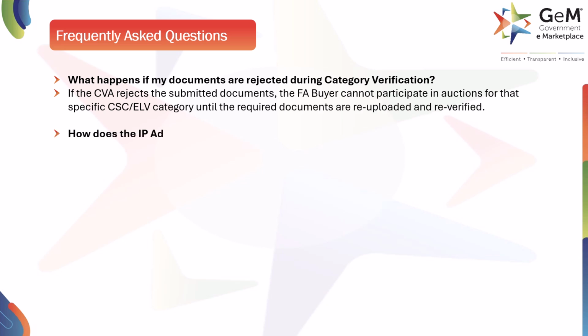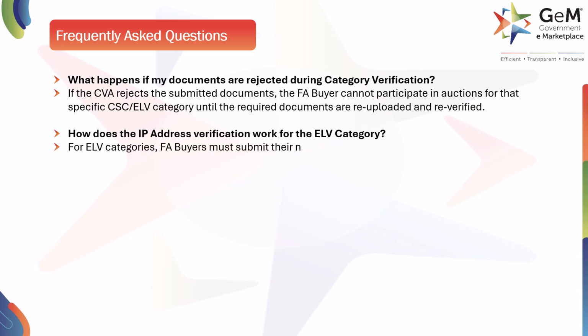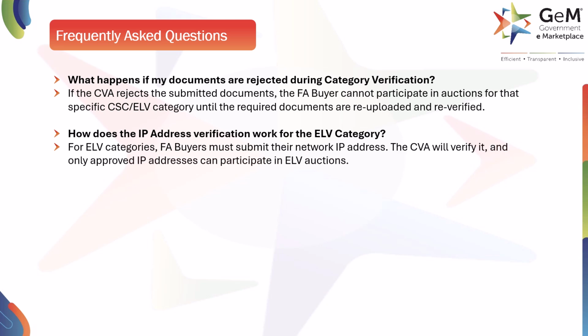How does the IP address verification work for the ELV category? For ELV categories, FA buyers must submit their network IP address. The CVA will verify it, and only approved IP addresses can participate in ELV auctions. Rejected or pending IP addresses will prevent participation.